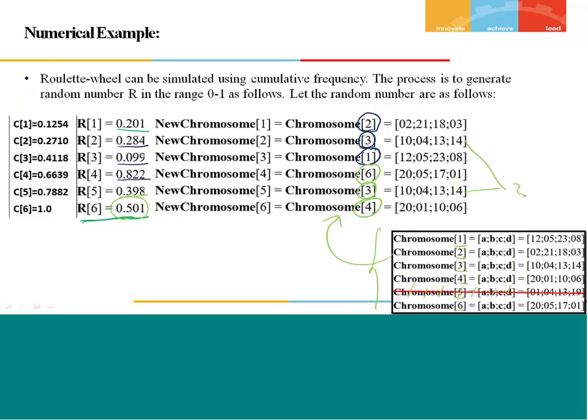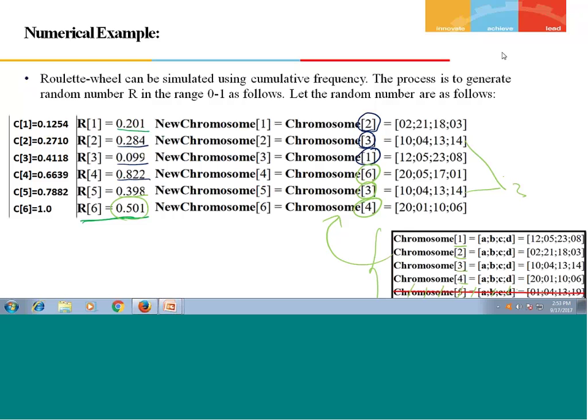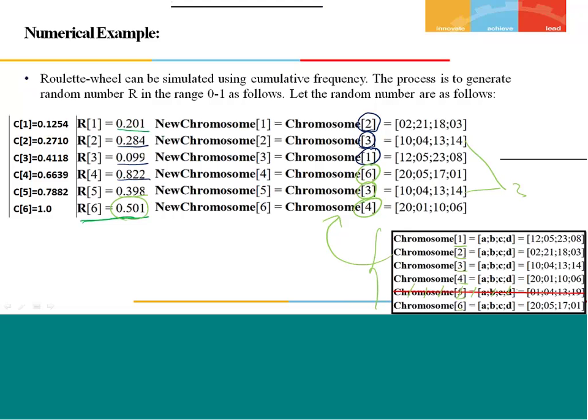Meaning you generate 4 random numbers. No, these are the same chromosomes. For example, I am saying that I generated chromosome 2 here. So this is chromosome 2, right? Second chromosome. See it.